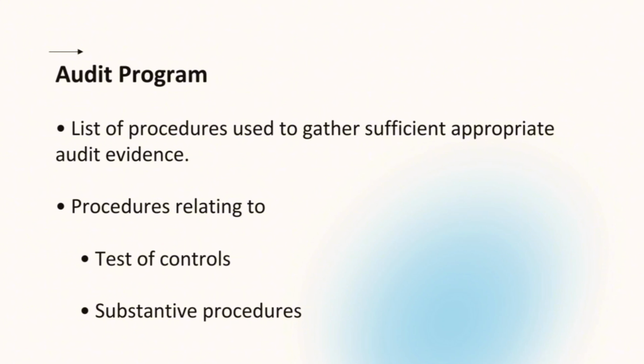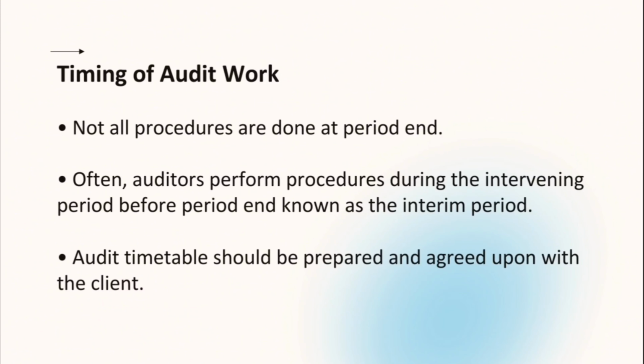So the audit program is a detailed step-by-step guide that ensures the audit team systematically gathers the necessary evidence to support their audit opinion. So it is a crucial document. It provides structure and direction for the audit process. Timing of audit work. Not all procedures at period end. Auditors don't perform all audit procedures at the very end of the accounting period. This would be inefficient and might delay the completion of the audit.